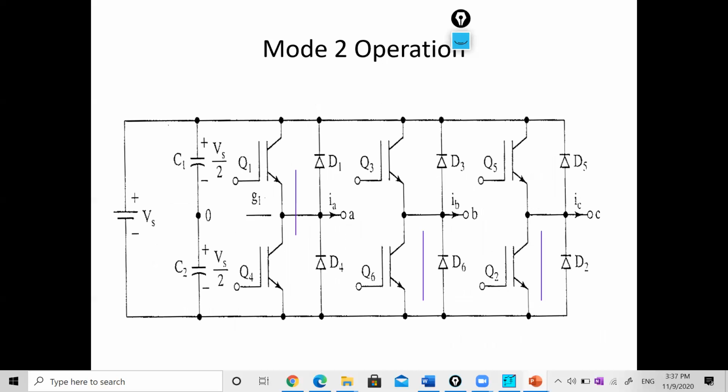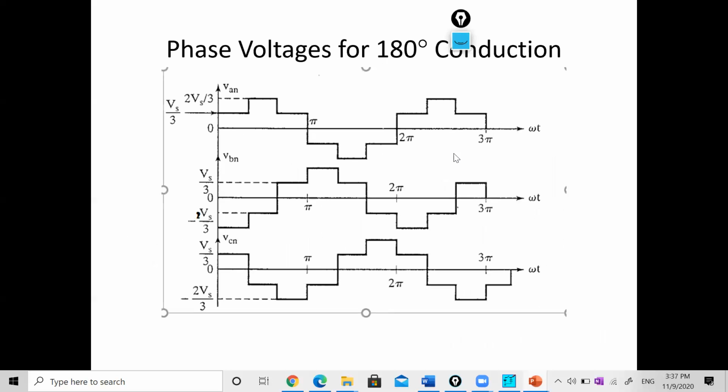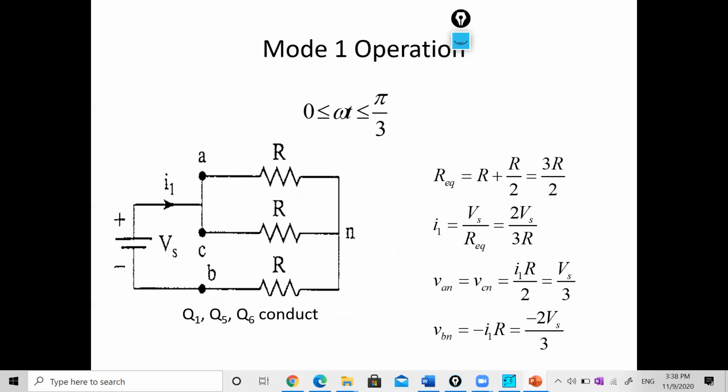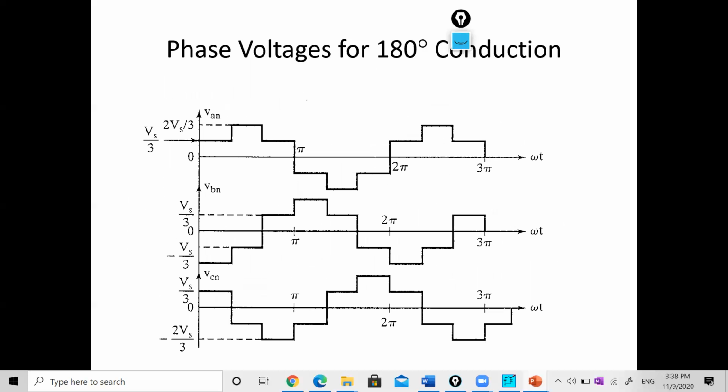So now we will see this. Here you can find out during 60 to 120, this VAN is 2Vs by 3, VBN is minus Vs by 3, and VCN is also minus Vs by 3. Likewise for each mode, 0 to 360, there will be total different divisions, and for each 60 degrees we have to find out the phase voltages.